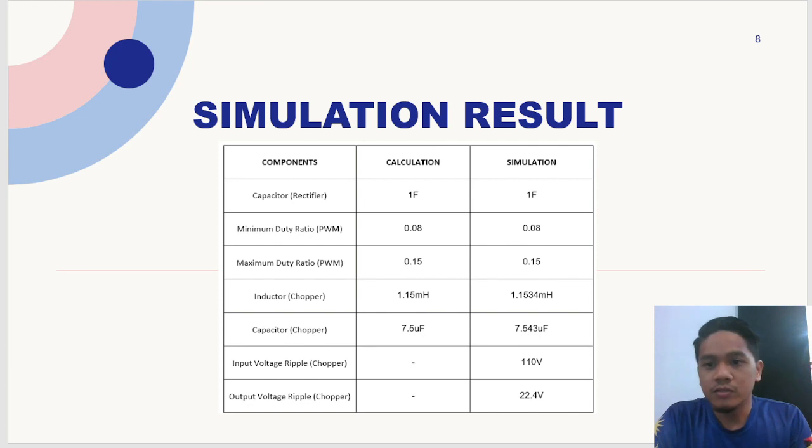For the inductor chopper, the calculation is 1.50 millihenry, and for the simulation we get 1.1534 millihenry. For the capacitor chopper, the calculation is 7.5 microfarad, and simulation 7.543 microfarad. For the voltage for the chopper, in simulation we get 110 volt, and the output voltage for the chopper we get 22.4 volt.